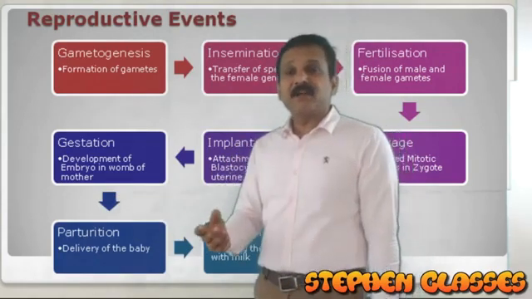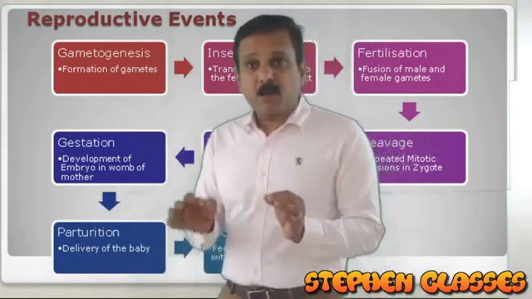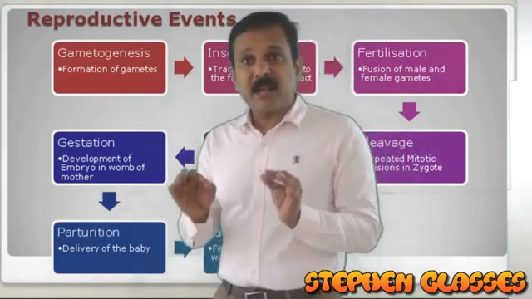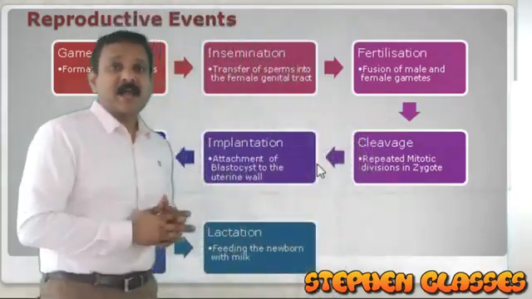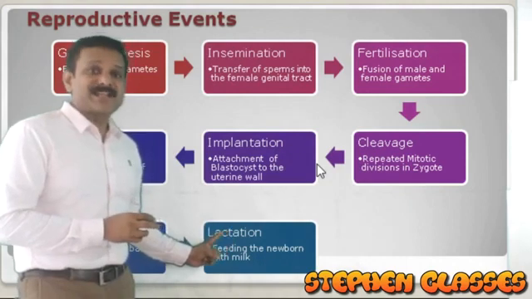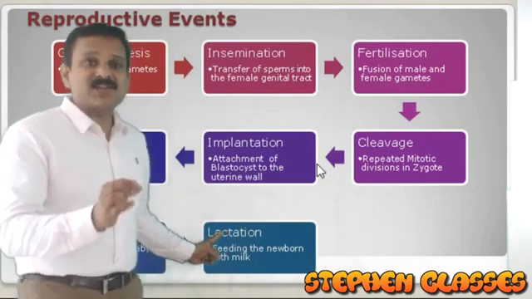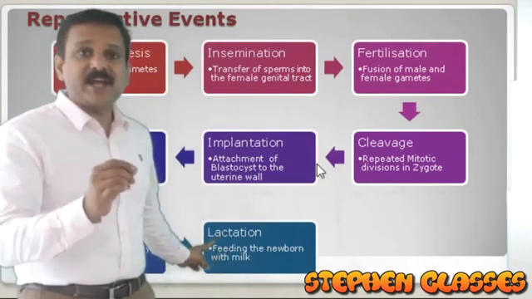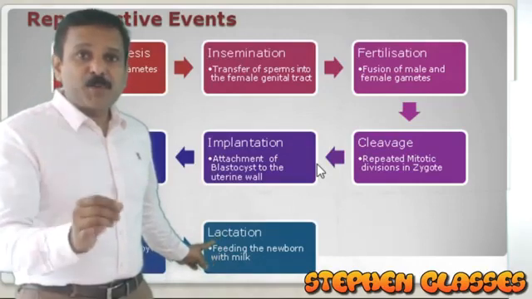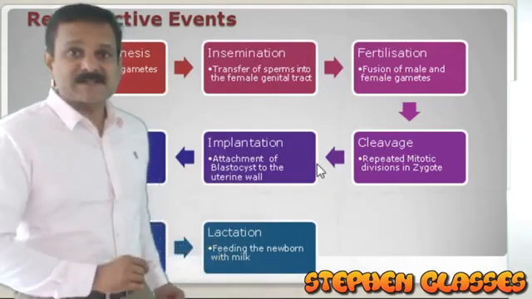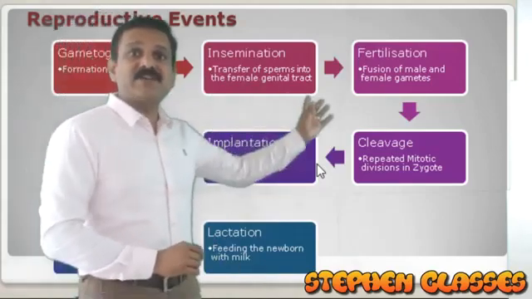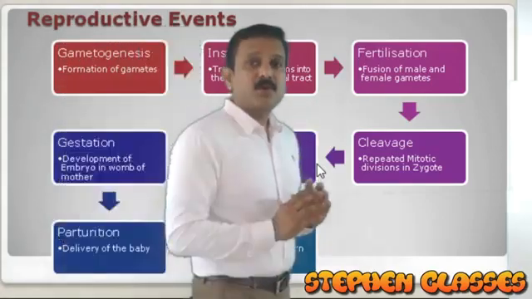Now after the delivery of the baby, the mother will feed it with the milk produced from the mammary gland. That is the last step, and that last step is called lactation. So what is lactation? Lactation is feeding of the newborn with milk produced from the mammary glands. So these are the reproductive events of humans.